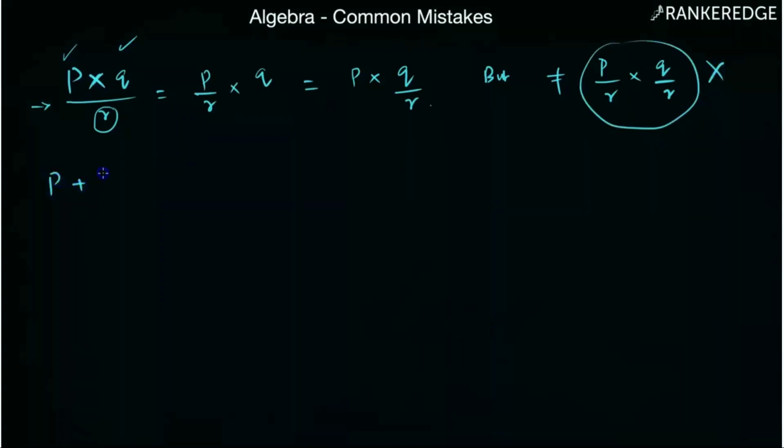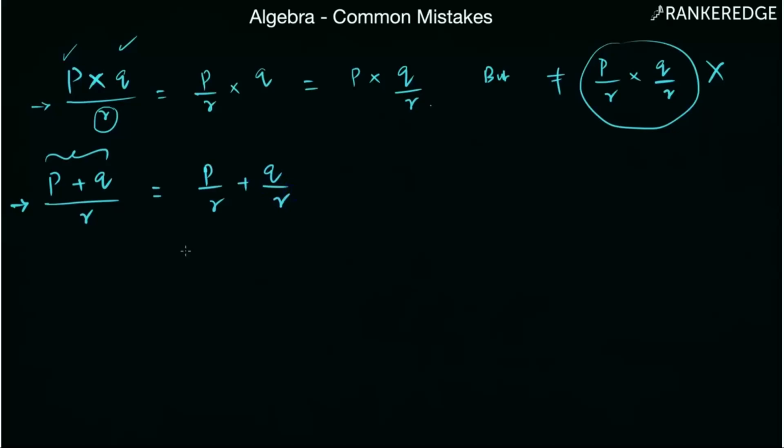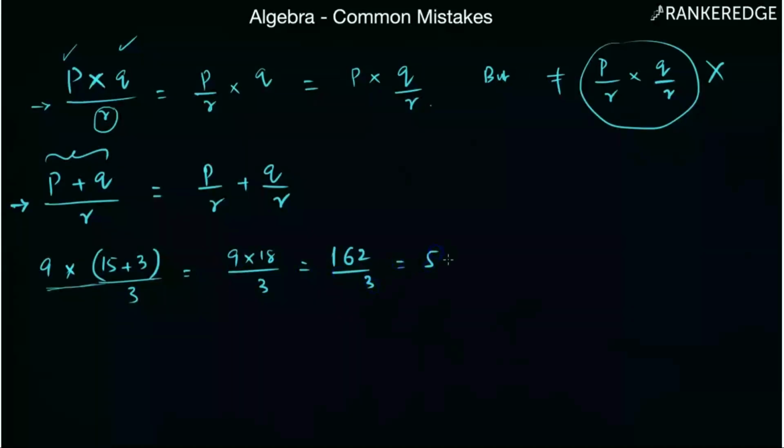But if I have something like P plus Q by R, I should now apply this division symbol to all the terms in the numerator, that is P by R plus Q by R. Let's take an example of numbers. 9 into 15 plus 3 by 3. This is equal to 9 into 18 by 3, that is equal to 162 by 3, 54. You can verify this.